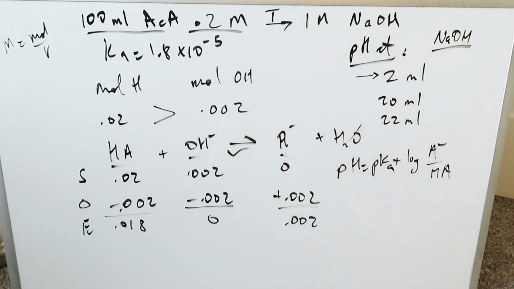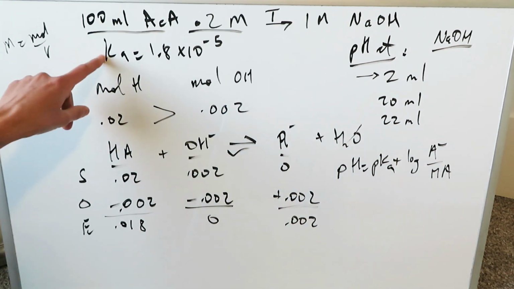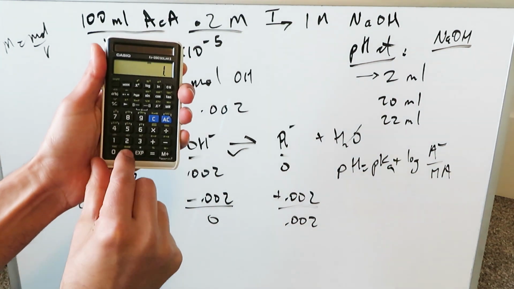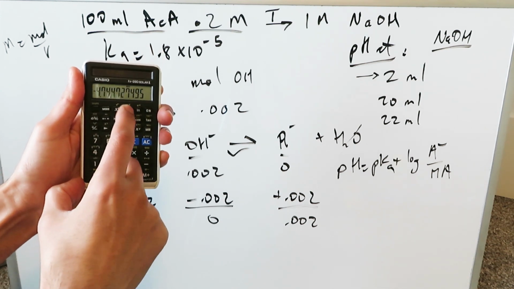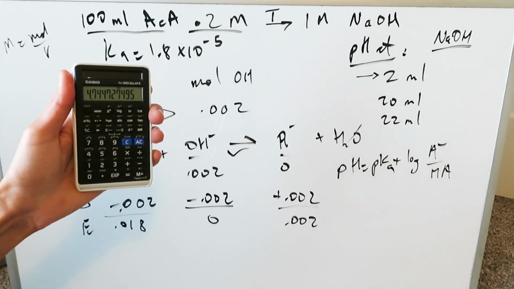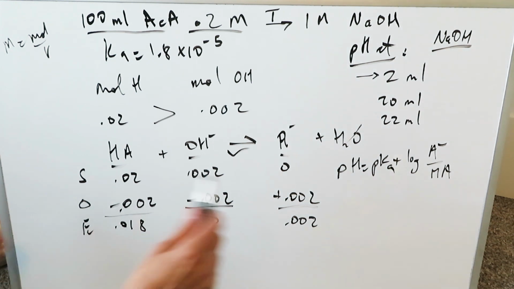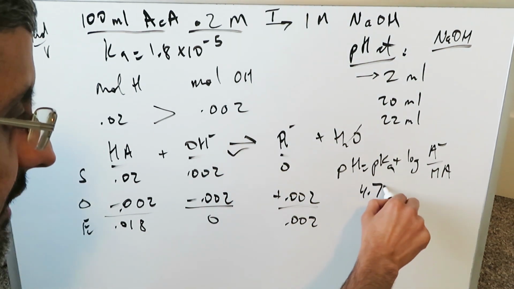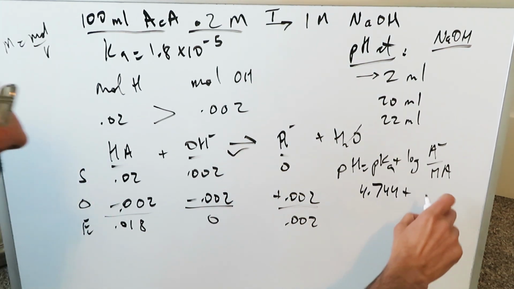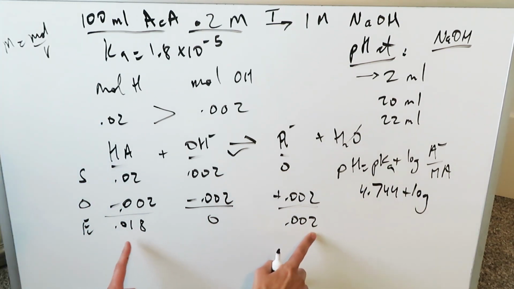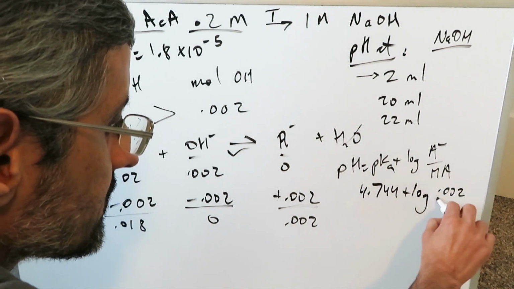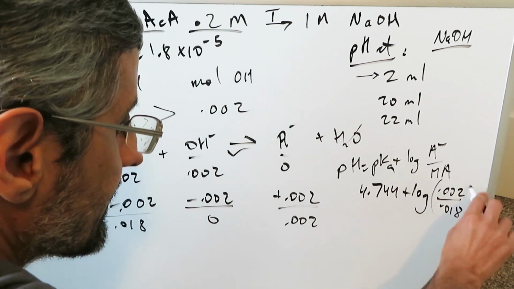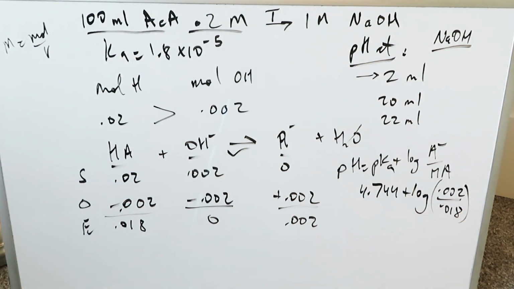How do we determine pKa? Well, pKa is equal to the negative log of your Ka. I'm going to do 1.8 times 10 to the minus 5, take the log of it, and with the negative sign, it's 4.744. That's what I have. 4.744 plus the log of your items in terms of their quotient, 0.002 divided by 0.018. It's nothing other than now a simple calculation, and I'll show you.